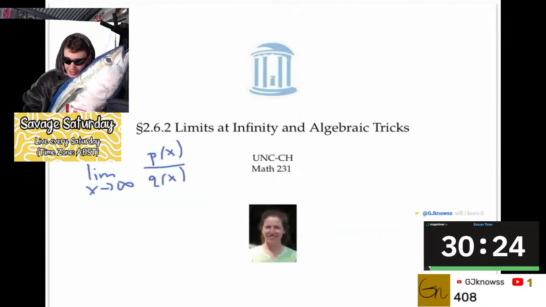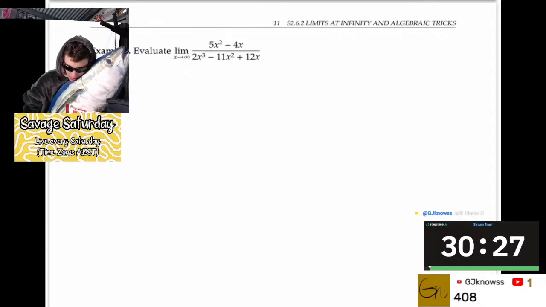for computing limits at infinity of rational functions. Let's find the limit as x goes to infinity of this rational function. The numerator and the denominator of this rational function are each getting arbitrarily large as x goes to infinity. One way to see this is by estimating the graphs.